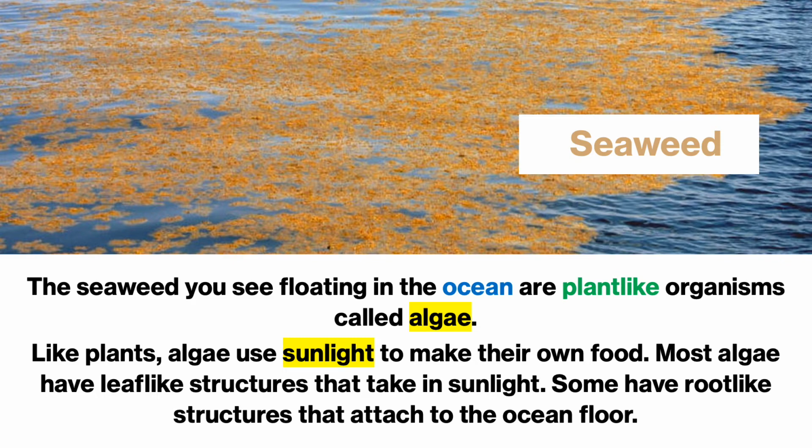As you can see in this picture, the seaweed you see floating in the ocean are plant-like organisms called algae. Like plants, algae use sunlight to make their own food. Most algae have leaf-like structures that take in sunlight. Some have root-like structures that attach to the ocean floor.